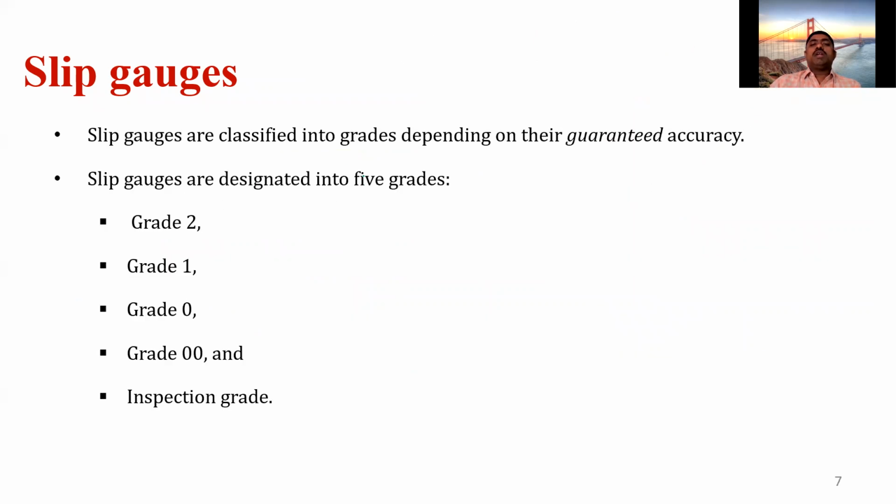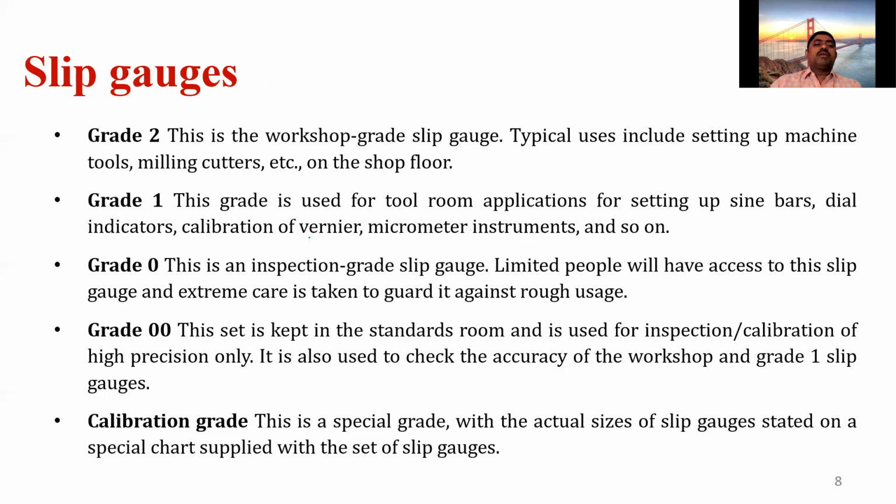So the slip gauges are classified into grades depending upon their guaranteed accuracy. These gauges are designated into 5 grades: grade 2, grade 1, grade 0, grade 00, and inspection grade. And grade 2 is the workshop grade slip gauge. This is typically used for setting up of the machine tools, milling cutters, etc.